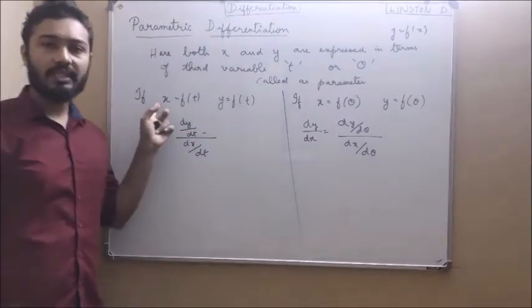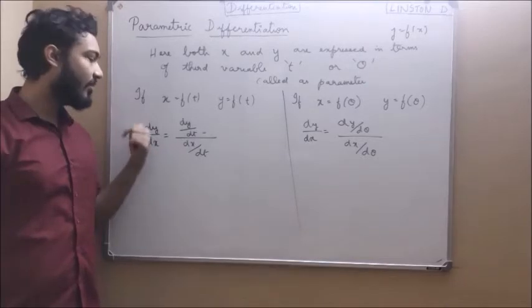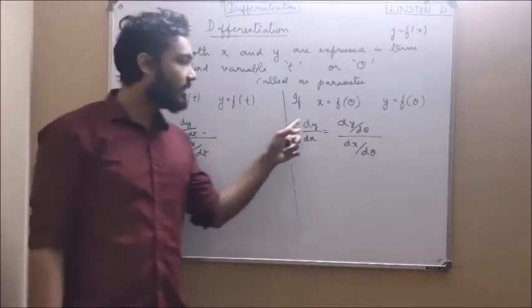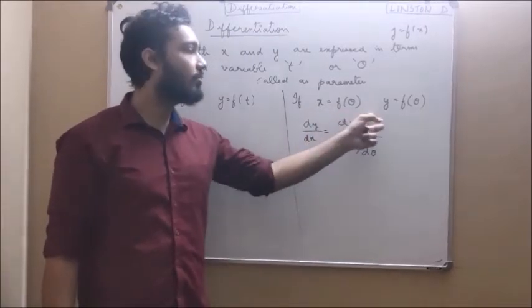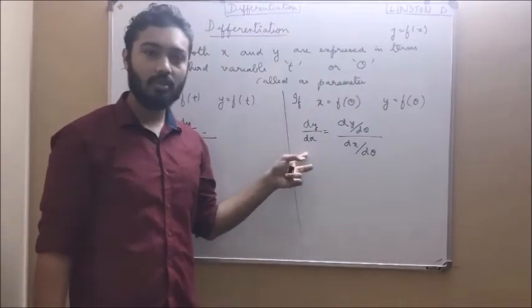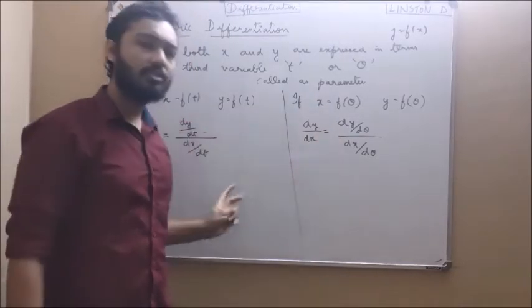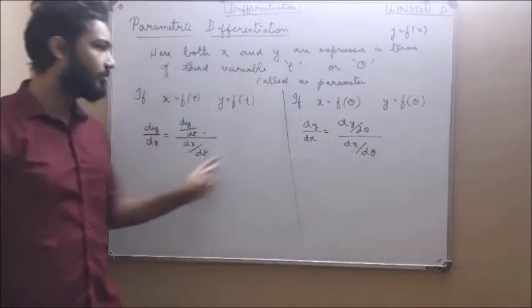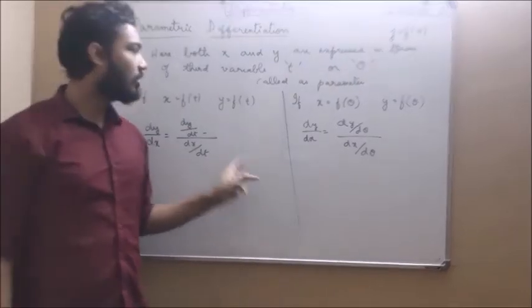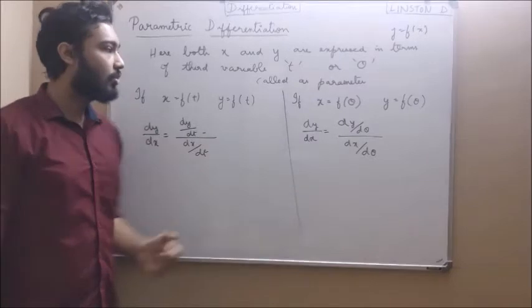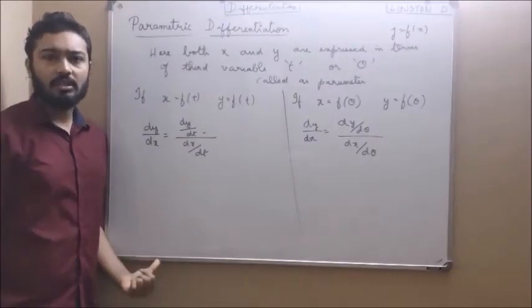If x is the function of t, then dy by dx is dy by dt divided by dx by dt. If x equal to f of theta, y equal to f of theta, then dy by dx equal to dy by d theta divided by dx by d theta. So these things you need to know. These two formulas you need to remember, depending on if t is the parameter and theta is the parameter. So pause the video and note it down.